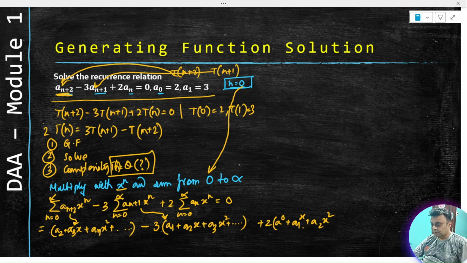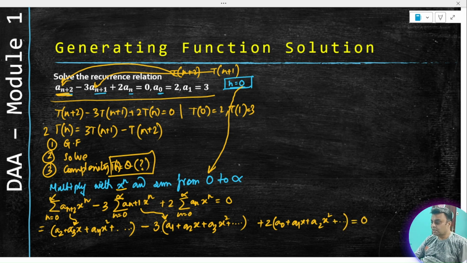A1x. So this is not right. My coefficient suffix should not go to the power. Right? My coefficient suffix should not go to the power. So this will be A0. This will be A1x. This will be A2x square and so on, which is equal to 0.